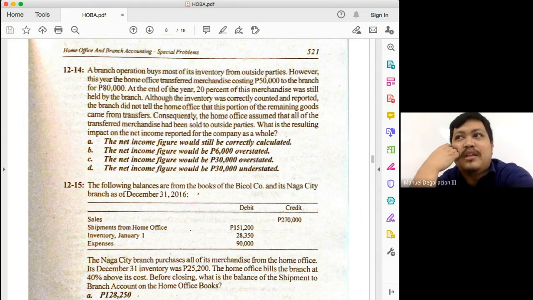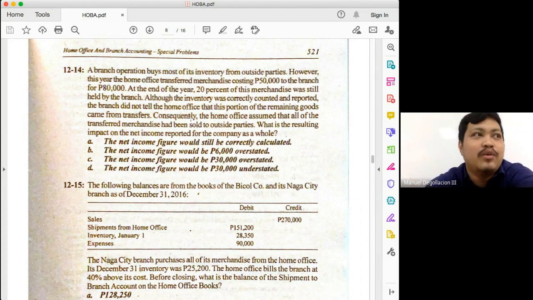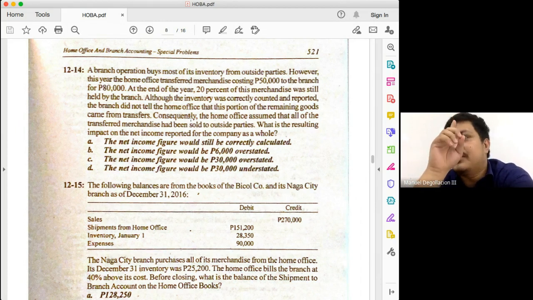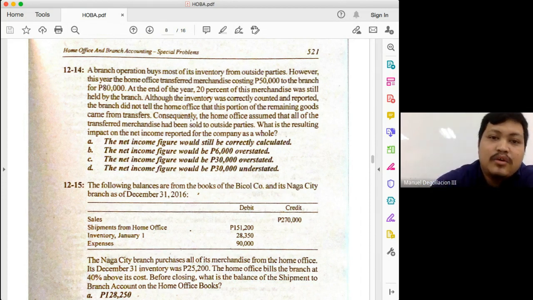I told you that the allowance account is the same as an unearned income account, which is a liability, and it will only be removed once it is earned. And how are they earned? Only when the goods shipped by the home office are sold by the branch to outside parties. Okay? So the total markup on the shipment is 30,000. The 30,000 could be considered as wholly earned if the entire merchandise was already sold.